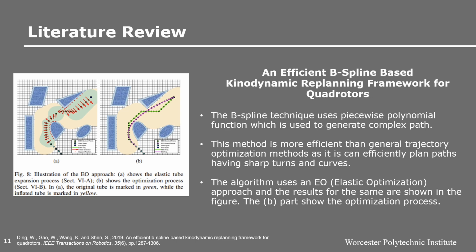This algorithm uses an elastic optimization approach, and the results for the same are shown in the left image, which you can see. The original tube here in the image is marked in green, while the inflated tube is marked in yellow. The illustration of the EO approach represents both the elastic expansion process and optimization process. As you can see, the EO approach works perfectly fine in more cluttered and obstacle-based environments and gives smooth trajectories.